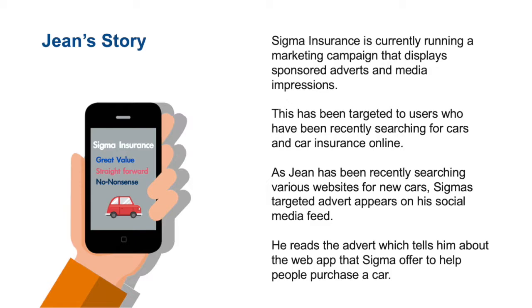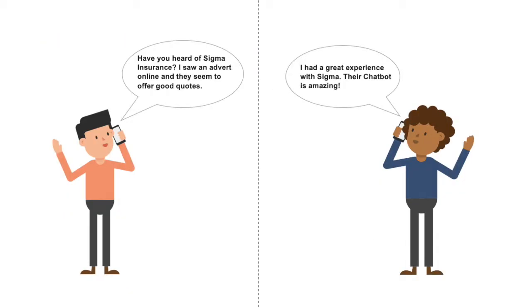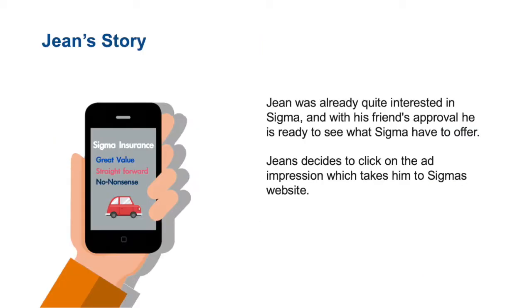He reads the advert, which tells him about the web app that Sigma offer to help people purchase a car and insurance. Gene is interested and recalls a friend mentioning their experience with Sigma and decides to give him a call. He asks his friend, "Have you heard of Sigma Insurance? I've seen an advert online and they seem to offer good quotes." His friend replies, "Yes, I had a great experience with Sigma, their chatbot is amazing." Gene was already quite interested in Sigma, and with his friend's approval, he's ready to see what Sigma have to offer. Gene decides to click on the ad impression, which takes him to Sigma's website.